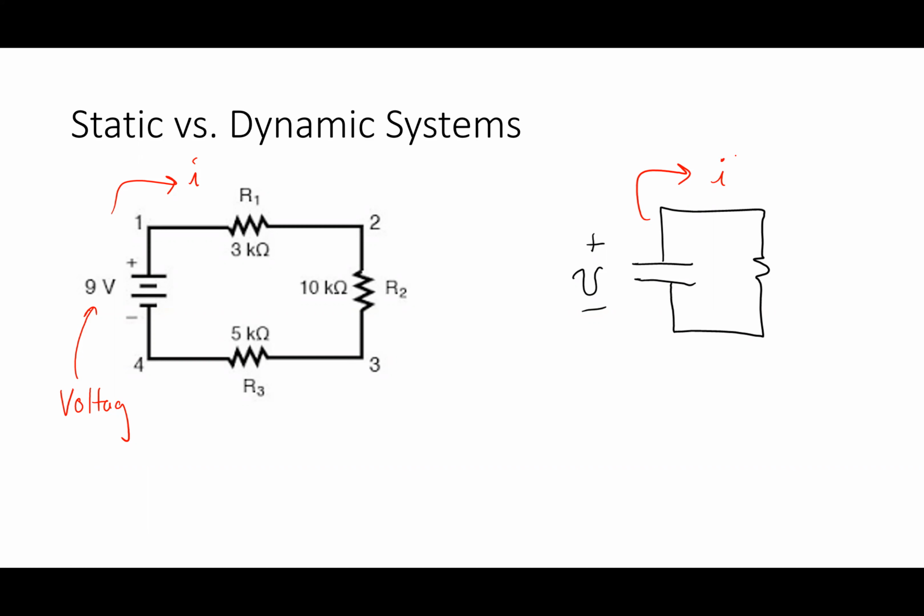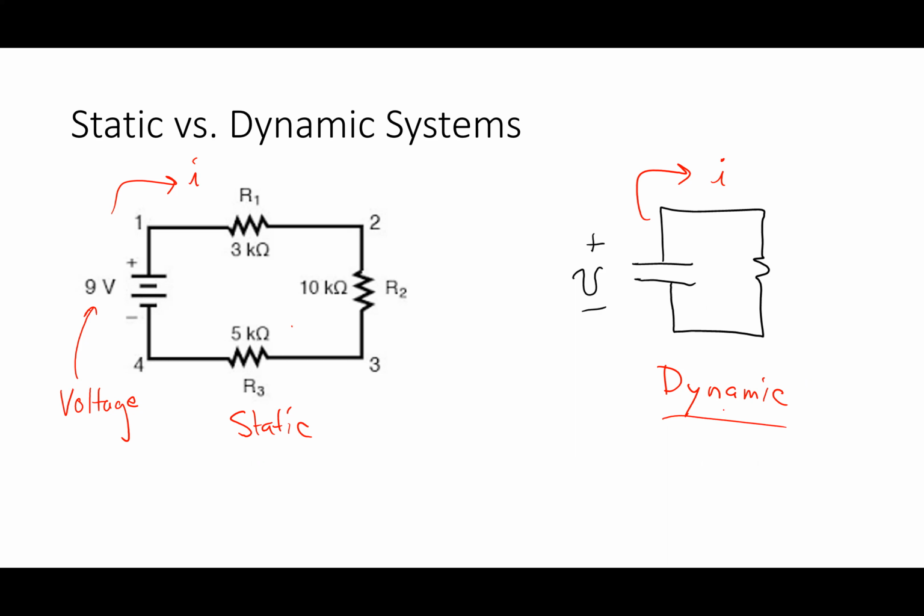What's the difference between the one on the left and the one on the right? What was my name for this guy on the left versus the one on the right? Static, right? This guy is static. And this guy over here is dynamic. What's the meaning of that? What's true about the current in that static system? It's constant. As soon as the voltage source turns on, the current gets to its steady state value.